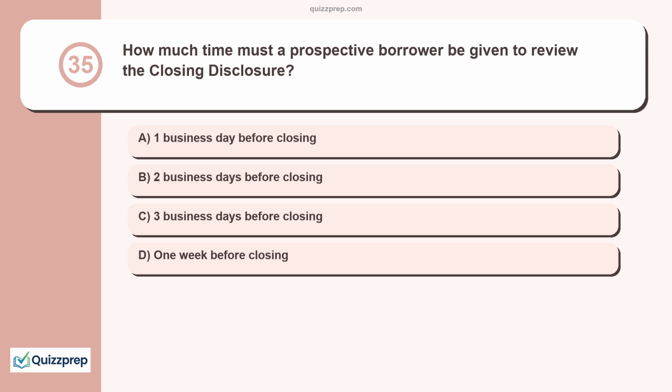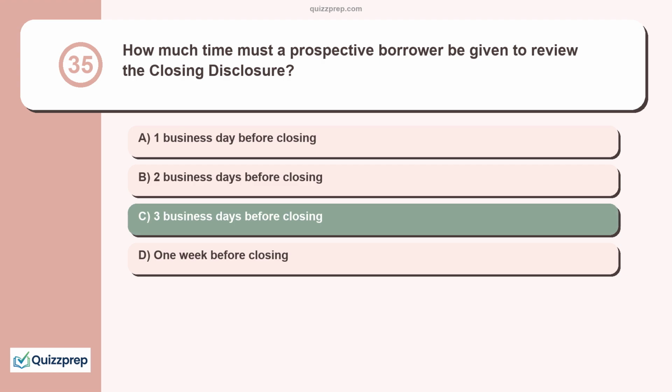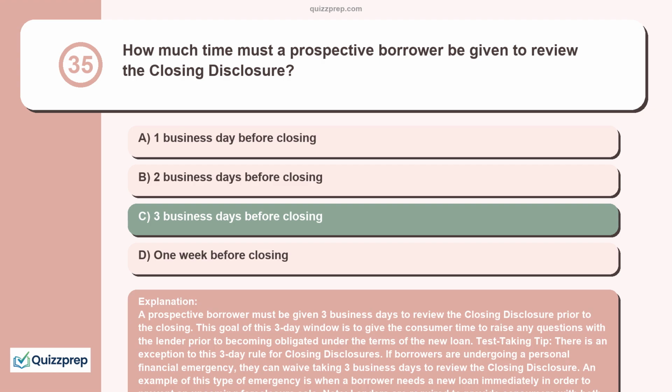Question 35. How much time must a prospective borrower be given to review the closing disclosure? 1 business day before closing, 2 business days before closing, 3 business days before closing, 1 week before closing. A prospective borrower must be given 3 business days to review the closing disclosure prior to the closing. The goal of this 3-day window is to give the consumer time to raise any questions with the lender prior to becoming obligated under the terms of the new loan.